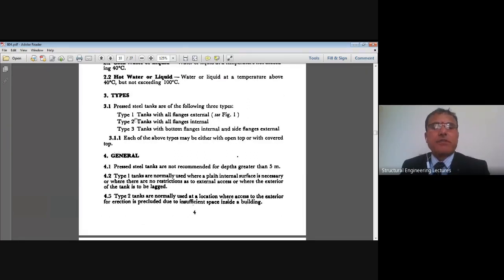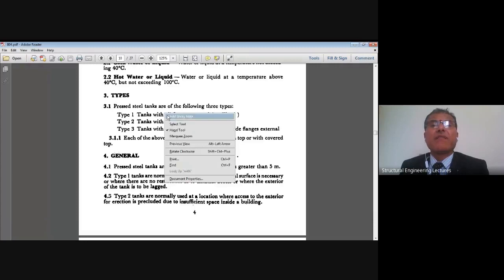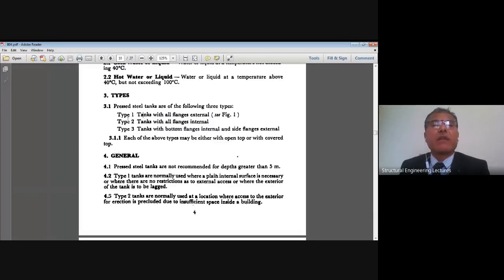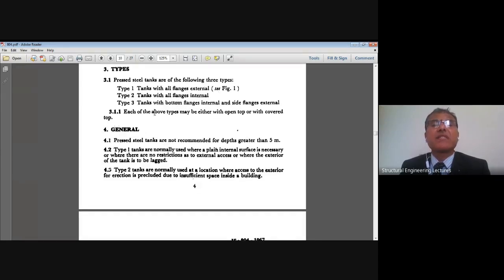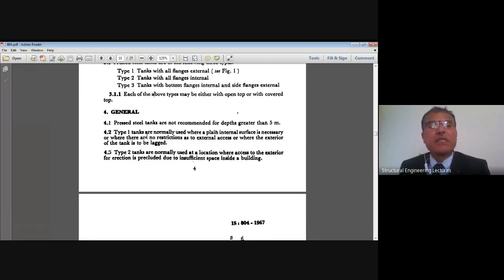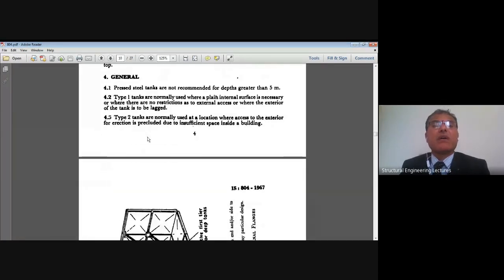Then the types of pressed steel tanks are like this. The type 1 tanks with all flanges external. The second one is tanks with all flanges internal, right? The type 3 is that tanks with bottom flanges internal and side flanges external, right? These are the three types. We'll see schematically also.